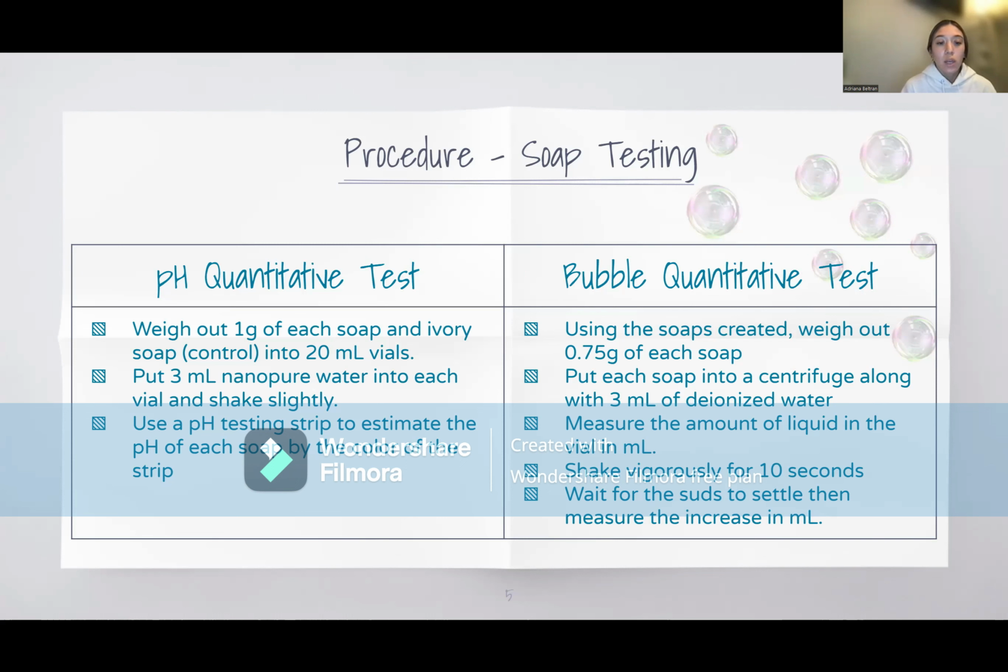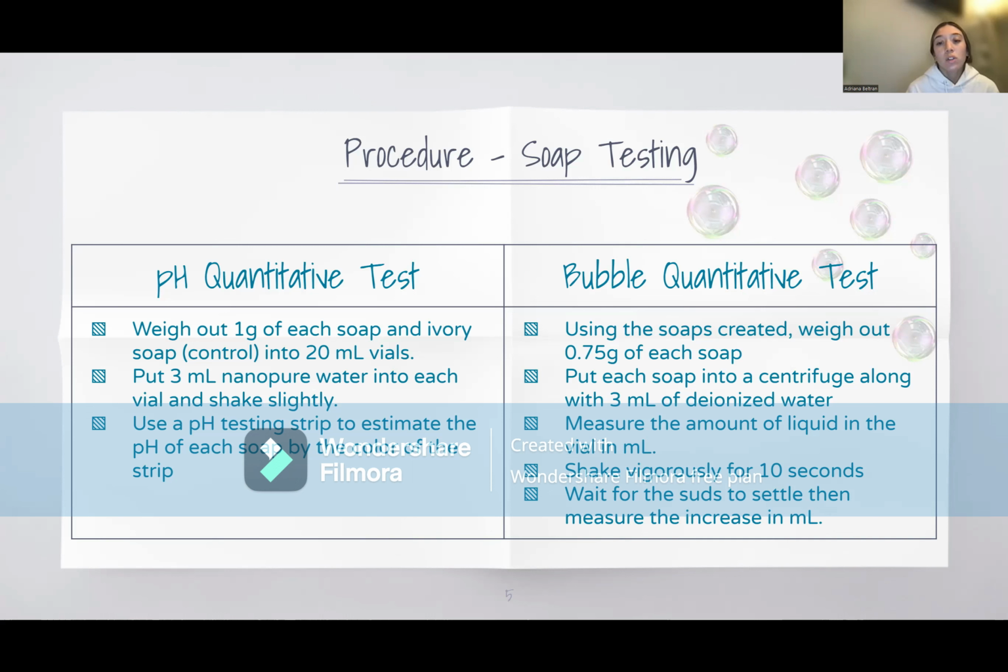Starting with the pH quantitative test, we first weighed out 1 gram of each soap and Ivory soap, which was the control, into 20 milliliter vials. We then put 3 milliliters of nanopure water into each vial and shook it slightly. We then used a pH testing strip to estimate the pH of each soap by the color of the strip.